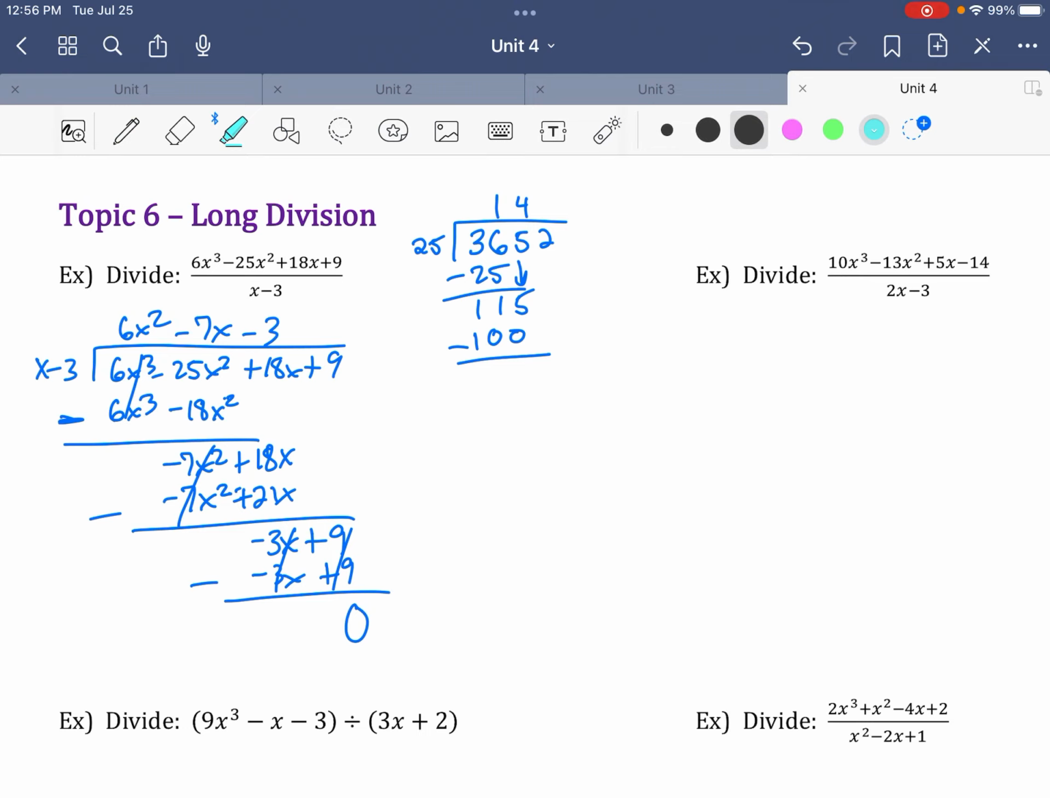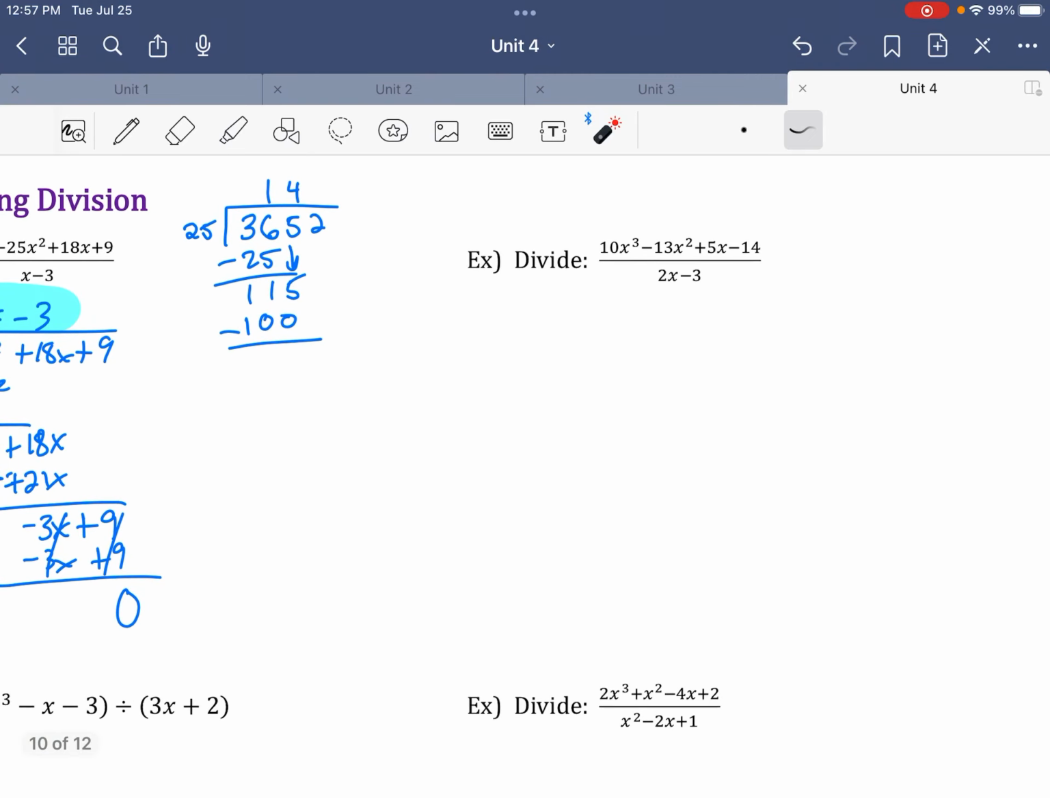So there is my answer right up top, and I'm done. No remainder. Again, remember that now you know this times this equals the original problem, and so it can help you on your way to factoring.